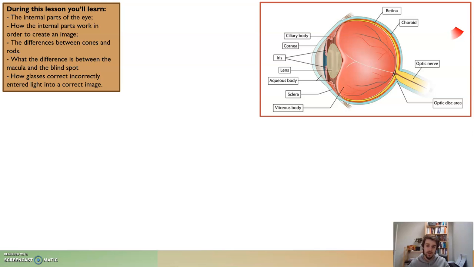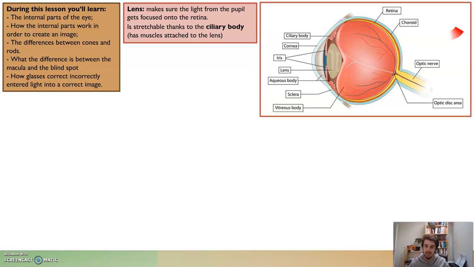We are going to start with the white part called the lens. The lens makes sure that light from the pupil gets focused onto the retina. It is stretchable thanks to the ciliary body, which are tiny muscles attached to the lens. When they contract, the lens becomes flat, and you can see things from far away. When they are relaxed, the lens becomes sort of circular, and therefore you can see things nearby.